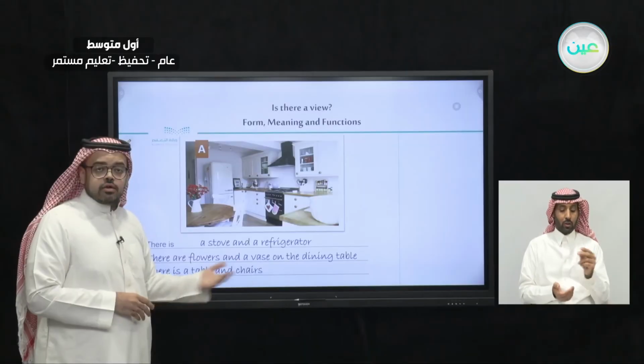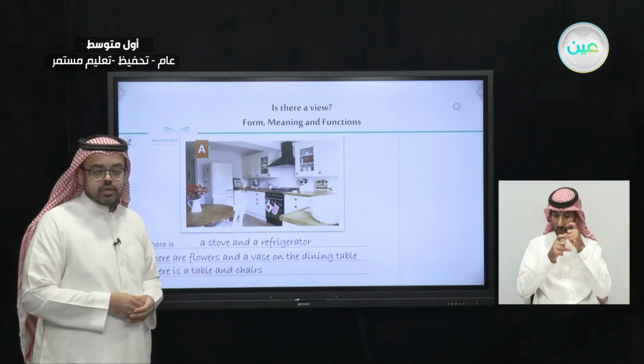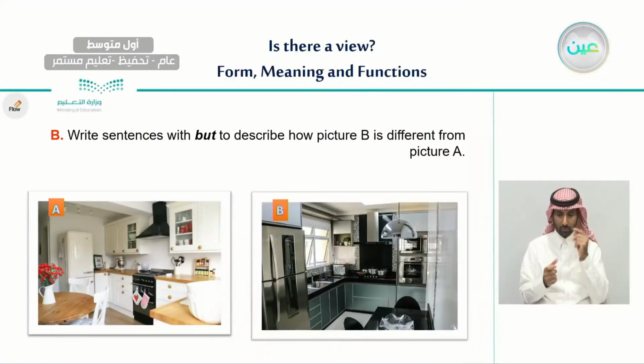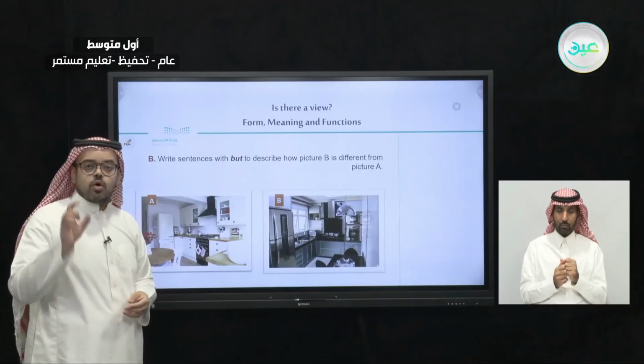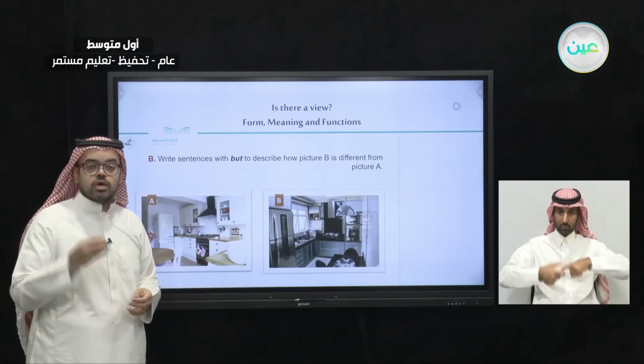So now we have written three sentences about picture A. Let's see the other picture, picture B. What we need to do is write sentences with but to describe how picture B is different from picture A. So we're going to see the differences between these two pictures, and we're going to use them in writing sentences using the conjunction but.